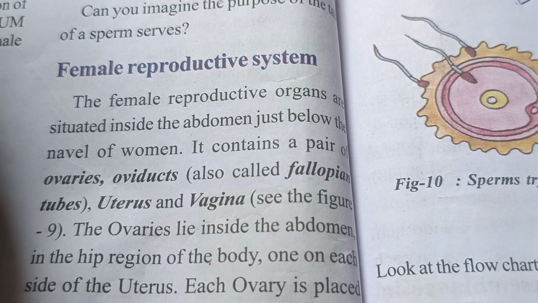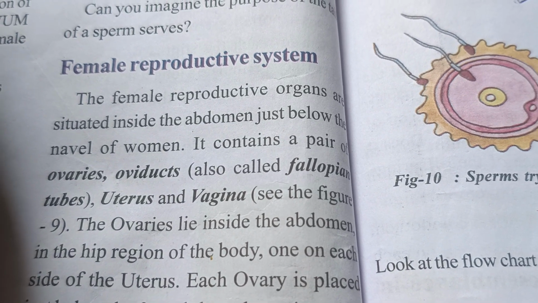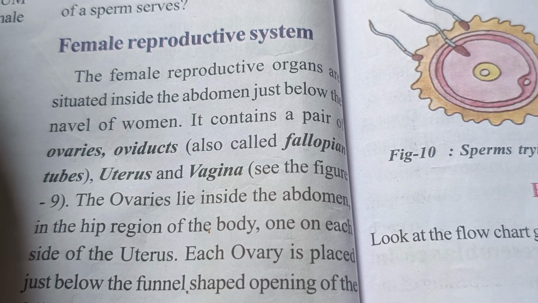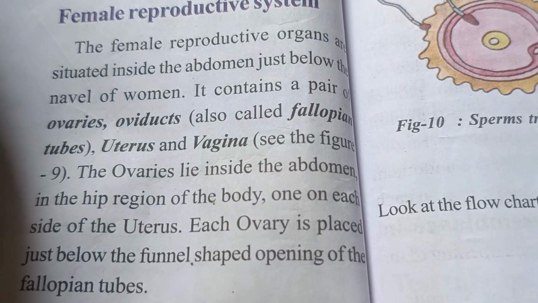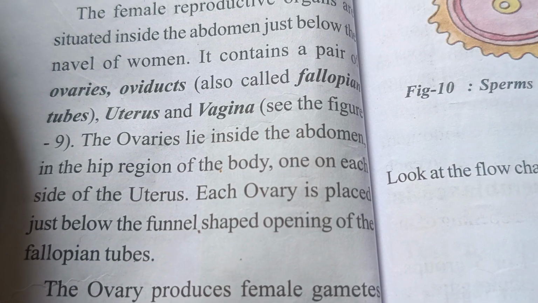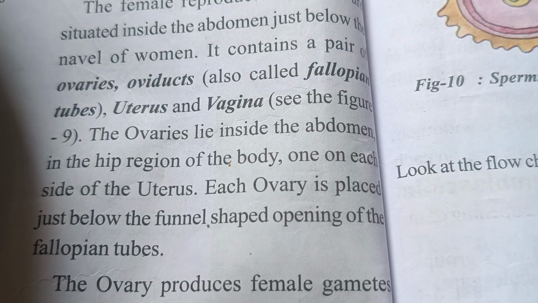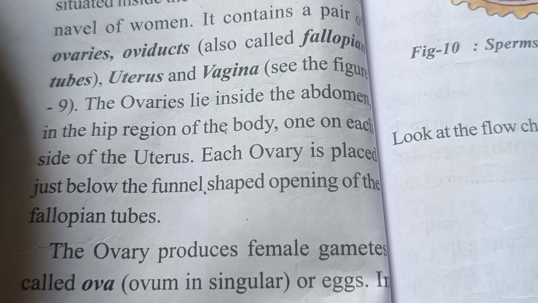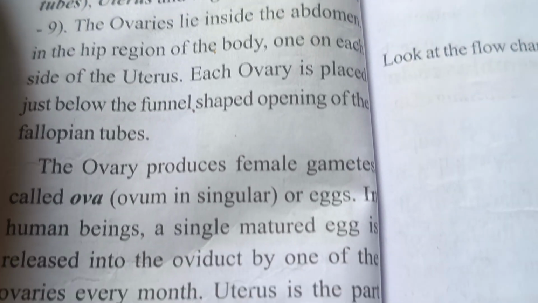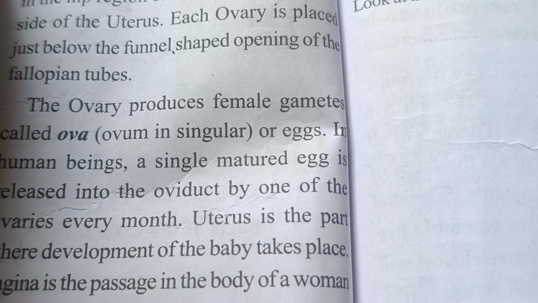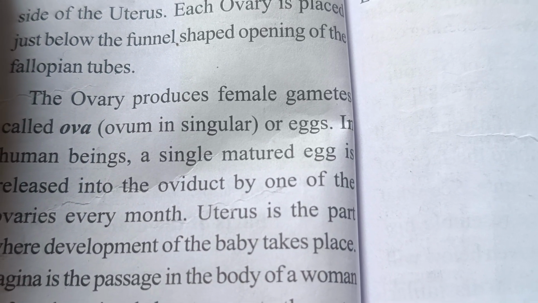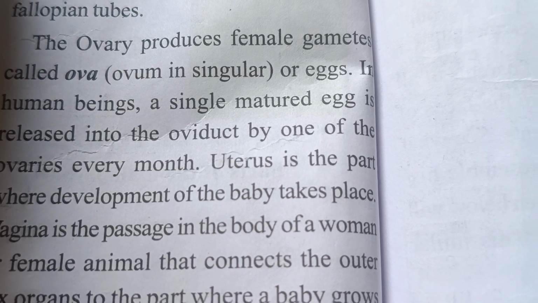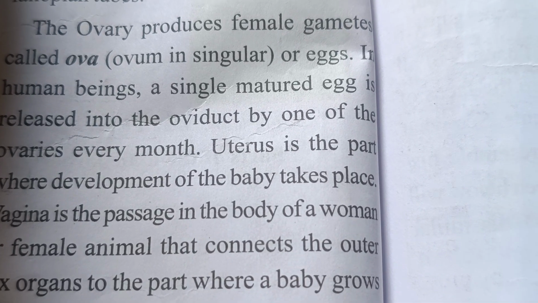Female reproductive system. The female reproductive organs are situated inside the abdomen just below the navel of women. It contains a pair of ovaries, oviducts, also called the fallopian tubes, uterus and vagina. See the figure 9. The ovaries lie inside the abdomen in the hip region of the body, one on each side of the uterus. Each ovary is placed just below the funnel shaped opening of the fallopian tubes. The ovary produces female gametes called ova, ovum in singular, or eggs. In human beings, a single matured egg is released into the oviduct by one of the ovaries every month.